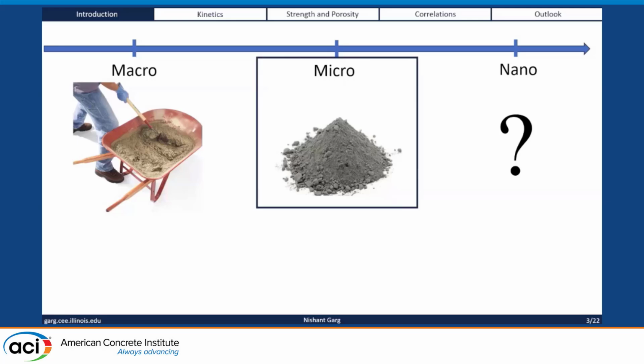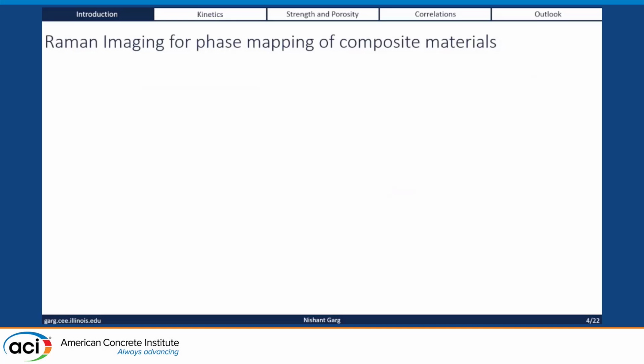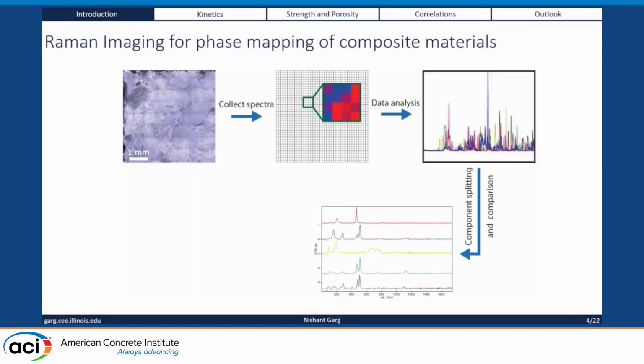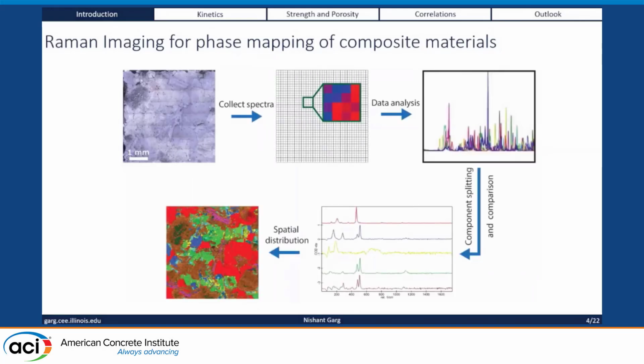But I'm going to start a little bit with the micro because this is something we have been doing quite a bit, and I think there's a lot of room here for optimization. So let's talk a little bit about this technique called Raman imaging we have been working on. Essentially, we start with an optical image, but at every point in a grid-like pattern, we get a Raman spectrum, and that spectrum can be assigned to a phase. In this case, it's a granite rock, and you can get the spatial distribution of all the phases.